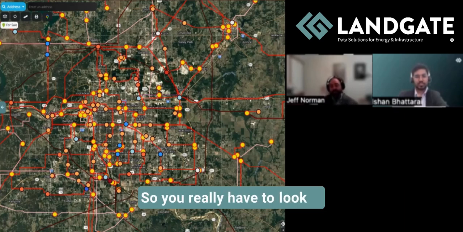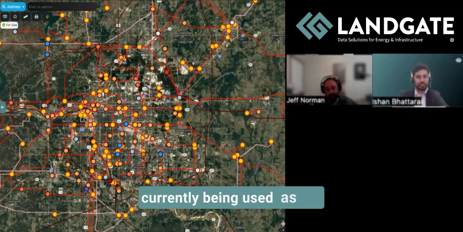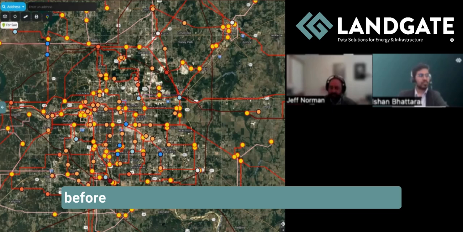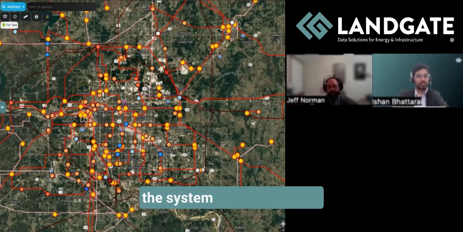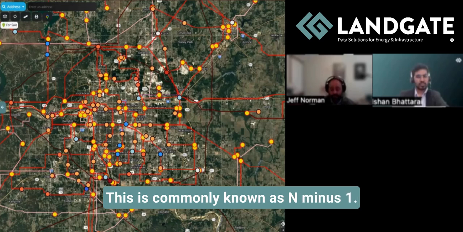So you really have to look at the system and how it's currently being used, as well as what its current capacity is. That is, what's the maximum capacity it can handle before it experiences overloads, versus how much the system is currently using, and not just now, but under a stressed case. And we look at loss of facilities. This is commonly known as N minus one.